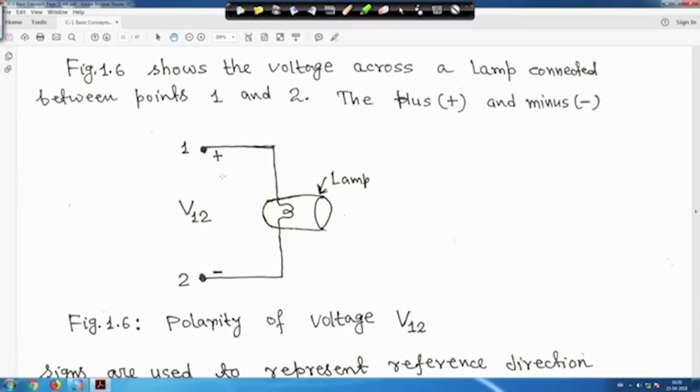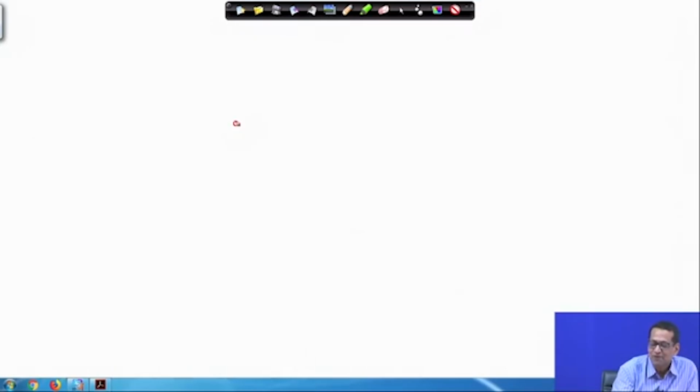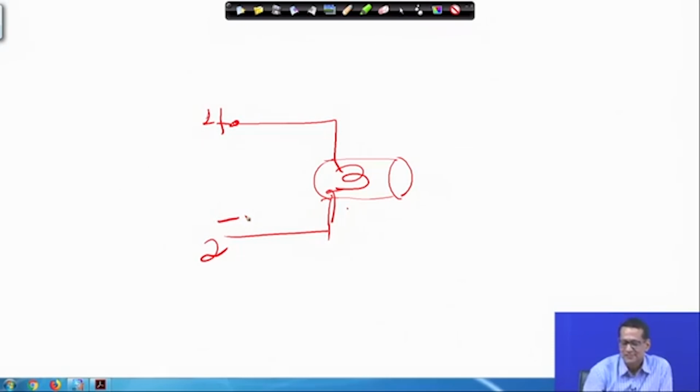Okay. So, come back to this V12 and V21 for example, right. This is point 1, and this is your lamp. I am drawing something like this. This is your lamp and this is your point 2. This is plus, this is minus. So, this voltage is your V12, right.